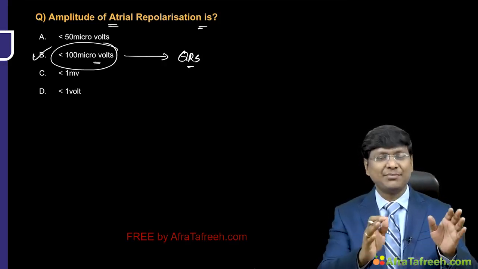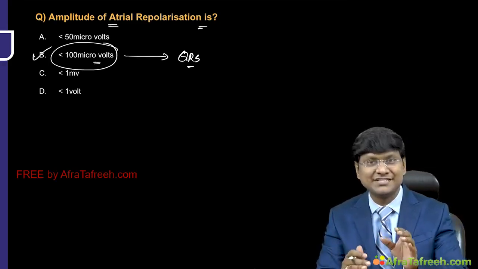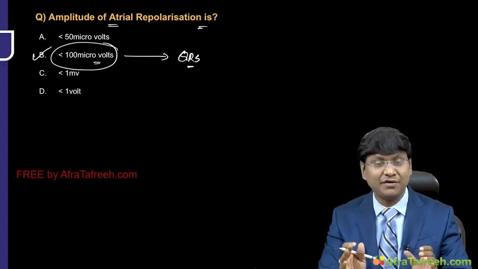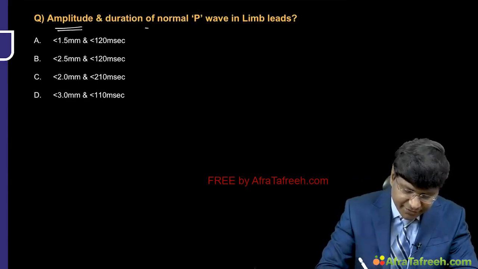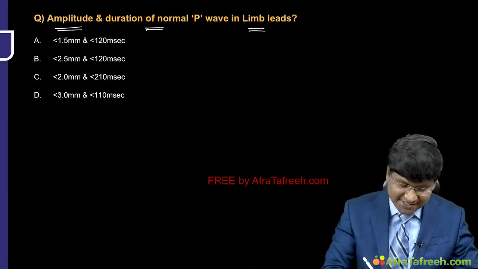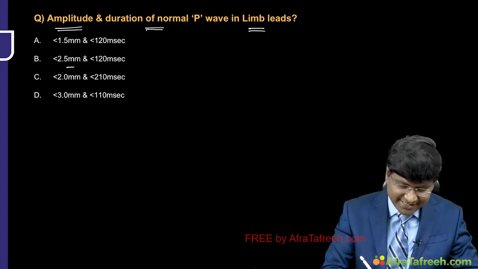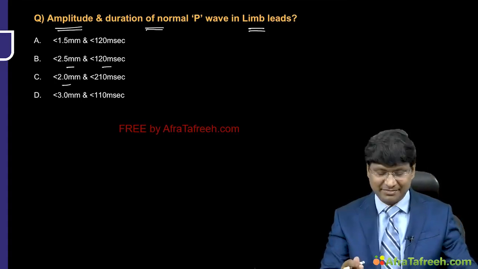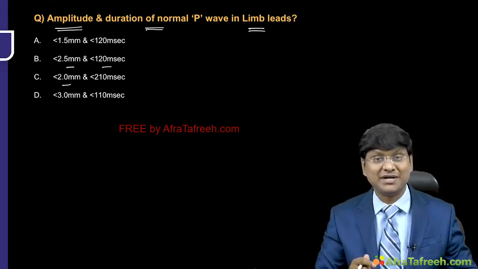Now, after having discussed depolarization and repolarization, let us go on to the discussion of the amplitude as well as the duration of a normal P wave. See this question: the amplitude and duration of the normal P wave in the limb leads is, the options are: less than 1.5 mm and less than 120 milliseconds; second option, less than 2.5 mm, less than 120 milliseconds; third option, less than 2 mm, less than 210 milliseconds; and fourth option, less than 3 mm, less than 110 milliseconds.